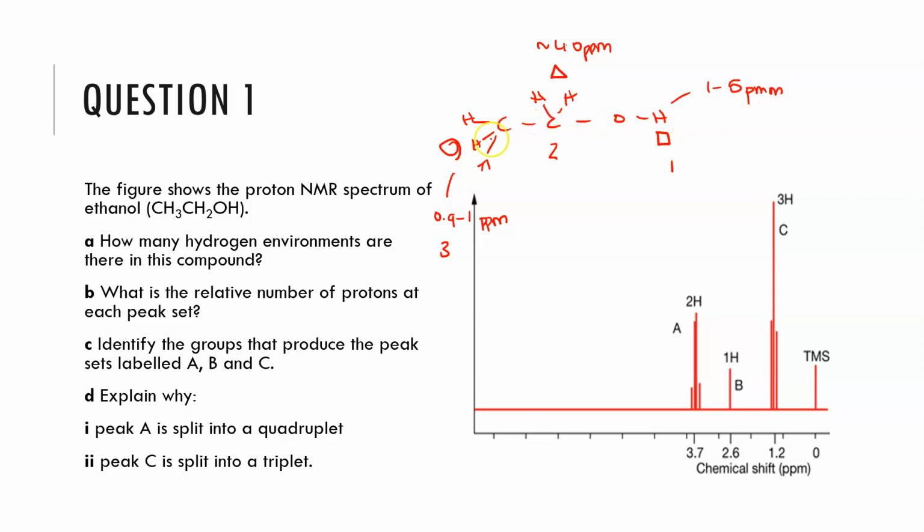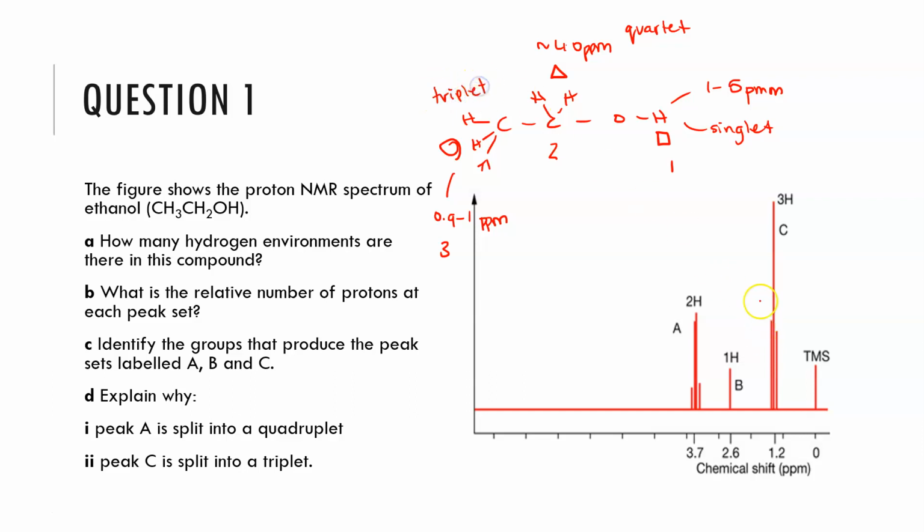This one we would expect to maybe split into 3, but it could also just be a singlet because of the oxygen that we have here. As I said, sometimes we see splitting with these, often we don't. So that means that for the CH2, I would expect to see a quartet, and the CH3, I would expect to see a triplet.